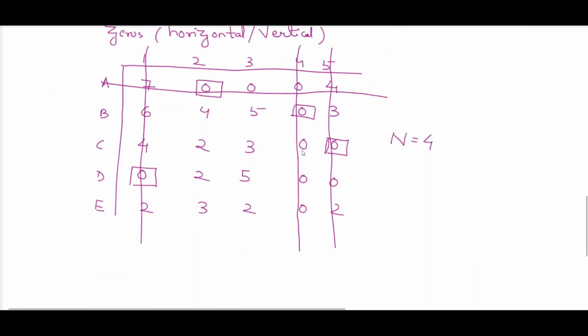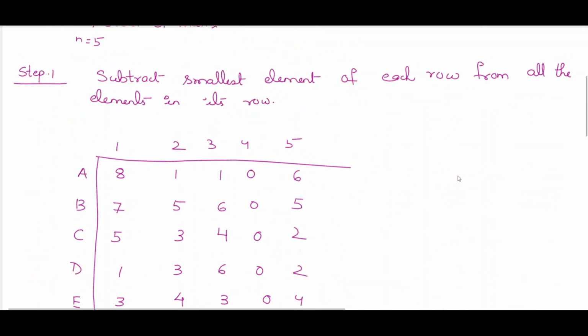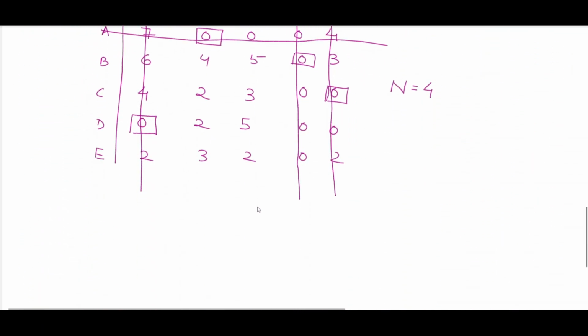So here, the capital N stands for the number of horizontal or vertical lines covering all zeros. Here you can see 1, 2, 3, 4. There are 4. However, the small n, that is the order of this matrix, is 5. Small n is equal to 5. So your rule says that if small n is equal to capital N, the optimal solution can be made.